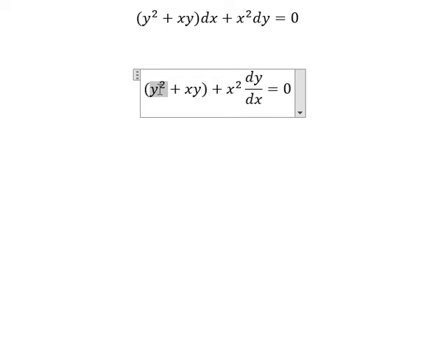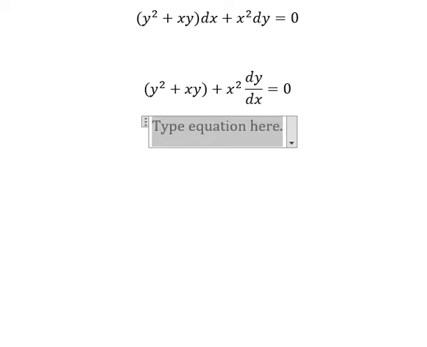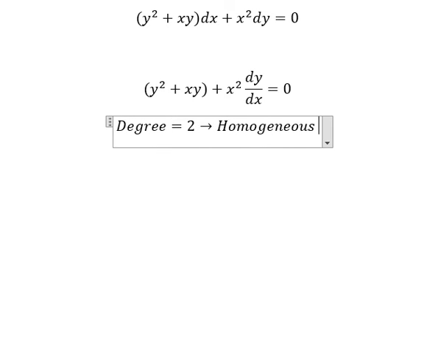Next, we have y squared, xy, x squared. They are the root number 2. So this is about homogeneous. So I will put y equals vx.